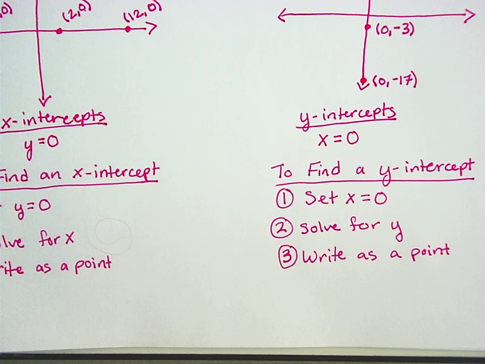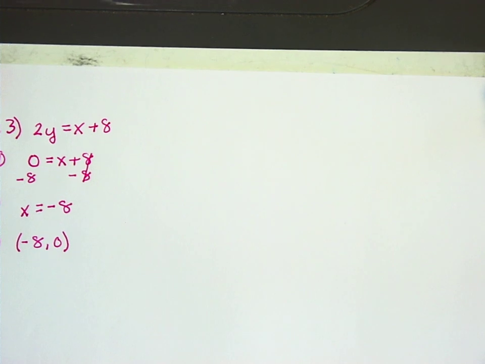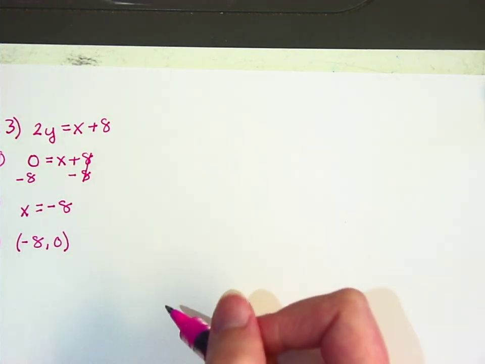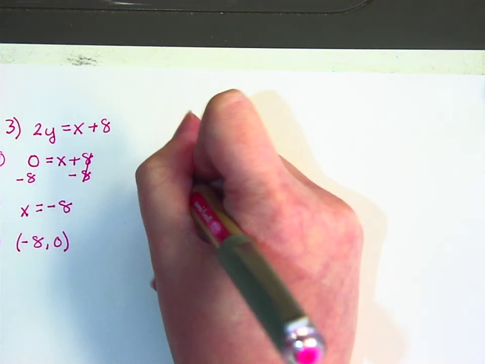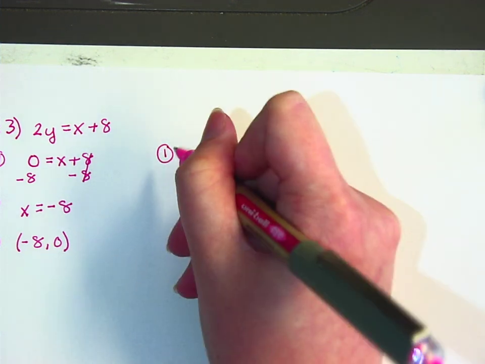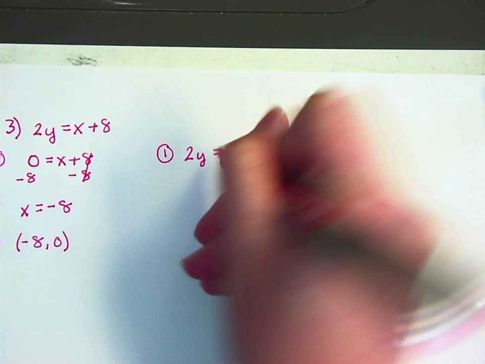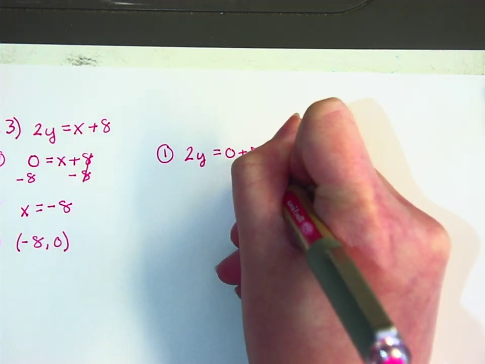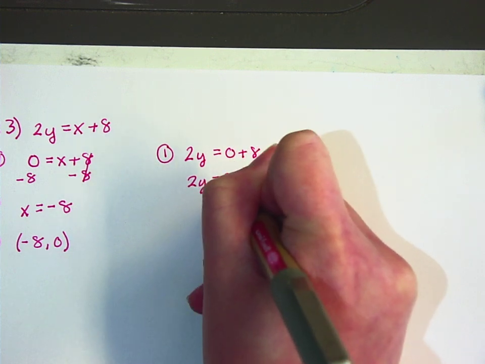Everybody got that written down? Okay. Now, we're going to go back to that equation, and we're going to solve for the y-intercept. We're going to use the same equation. So my first step is to set x equal to 0. So that would look like 2y equals 0 plus 8, right? Which we can rewrite as 2y equals 8.